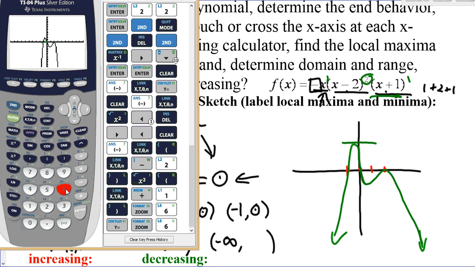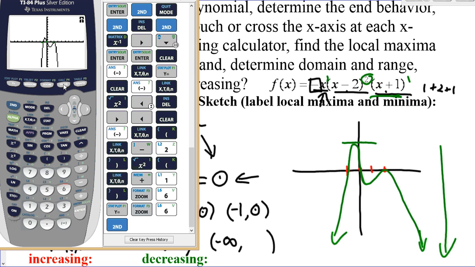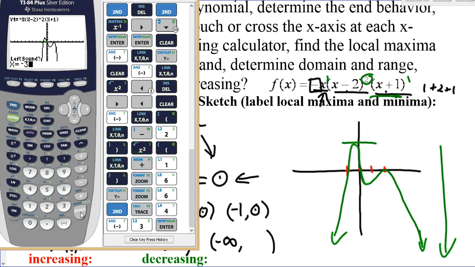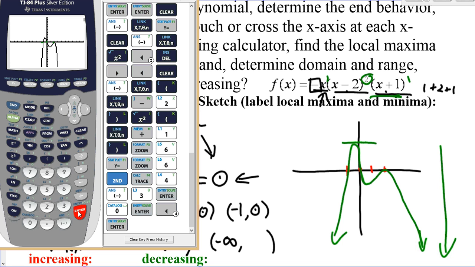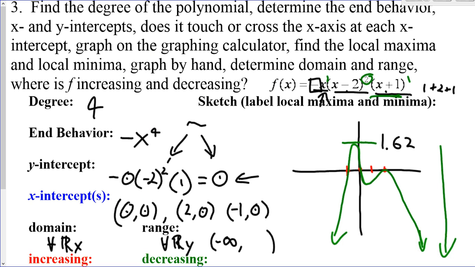I need to know this because that's going to define my range. So to find my maximum, I'm going to do second calc and find my maximum, option 4. I'm just going to type in the left bound, I can go to -3. And my right bound being 0. And then I can make a guess. And I'm going to get a value of 1.62. So 1.62 is my maximum value there. So as I define my range, it's going to go from -infinity to 1.62.